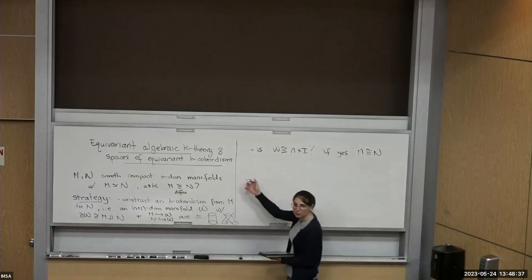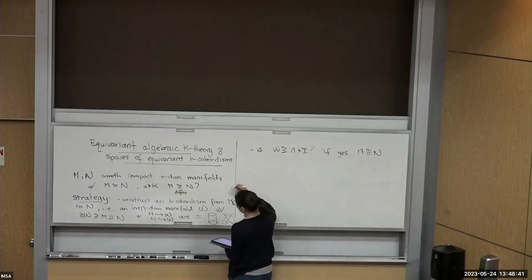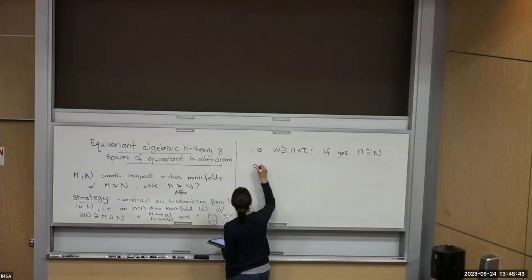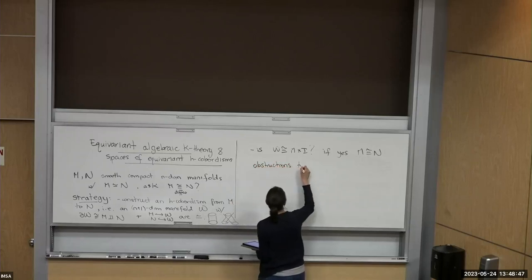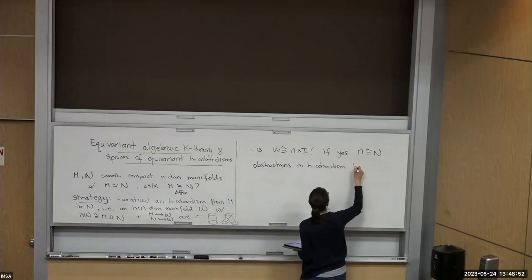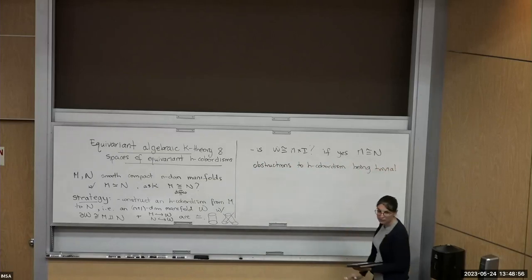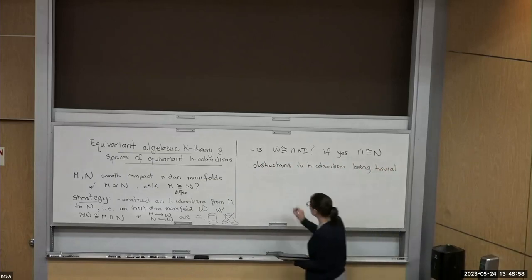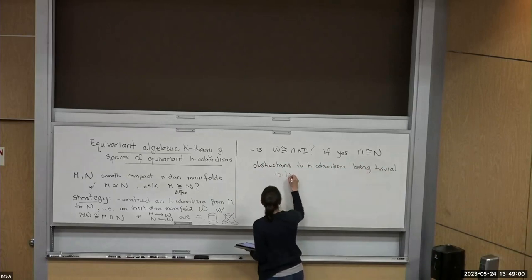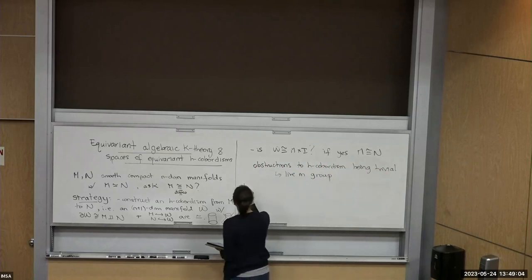So because of this classical classification question, this is why we care about obstructions to h-cobordisms being trivial. And it turns out that these live in a group. Okay, so the classical famous theorem, or I'm going to combine two theorems.